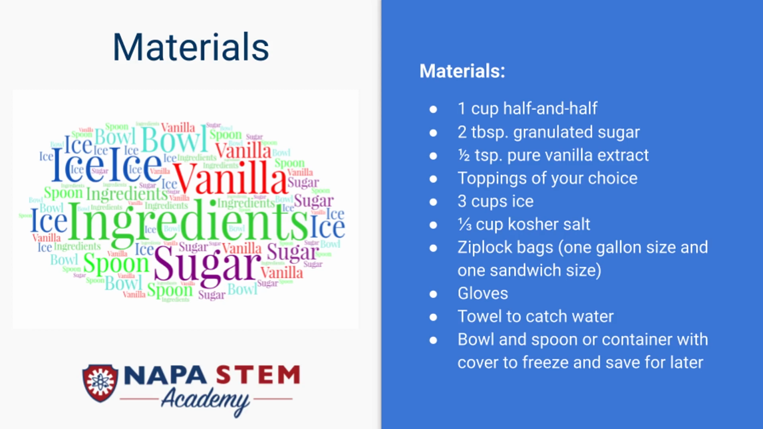You'll also need 2 tablespoons of granulated sugar, a half a teaspoon of pure vanilla extract, whatever toppings you like on your ice cream, at least 3 cups of ice, a third cup of kosher salt, Ziploc bags, 1 gallon sized and 1 sandwich or quart sized, gloves of some kind, a towel to catch any water, a bowl and a spoon or a container with cover to freeze and save for later.